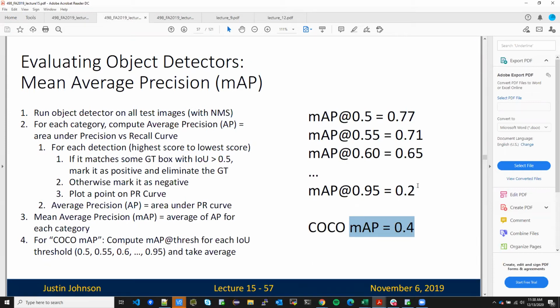Okay, so compared to our classification, we have three new things. We had the IOU, we had non-max suppression, and then now mean average precision. These were the three things introduced to measure the performance of object detection.